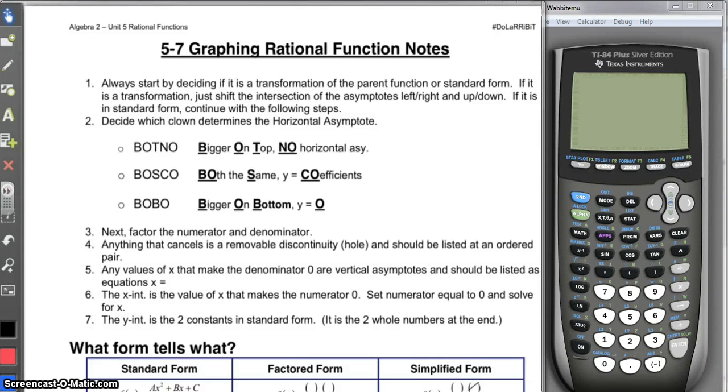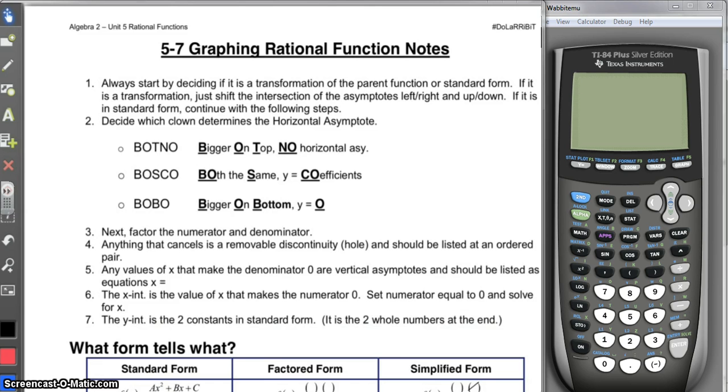Hi, today we'll be working on lesson 5.7, which is graphing rational functions. Now, I might have done some of this with you in class, so what I'm going to be doing is at least one example fully. If you understand it, just scroll down to where we stopped in class.